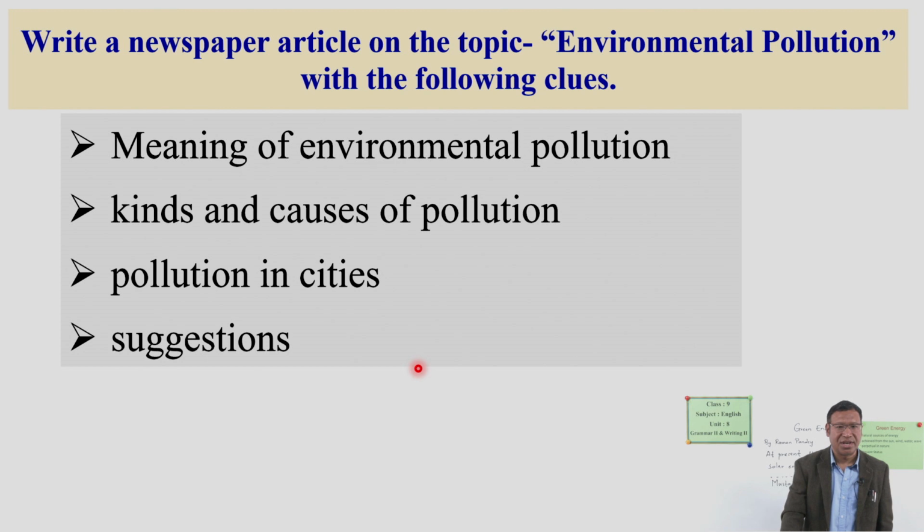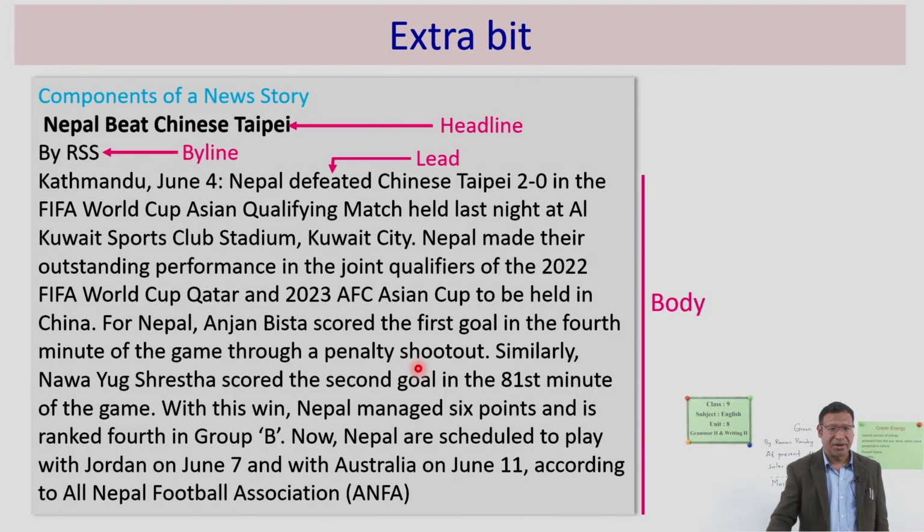Here is one assignment for you. Please practice this environmental pollution with the help of these prompts. In the extra bit you can see the components of a news story. For example, this is the headline, then byline, then lead. Lead is the first sentence there. So this whole body starts with the lead sentence, and we can complete by answering the questions like what, where, when, and how.